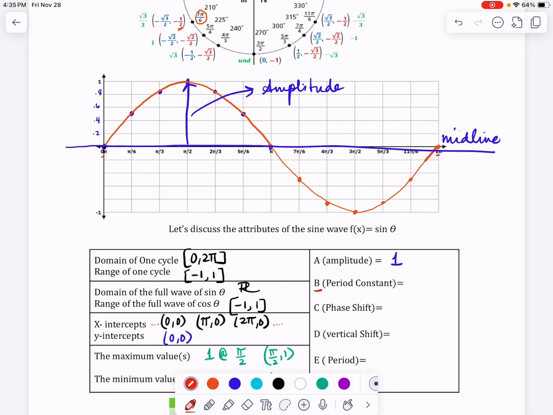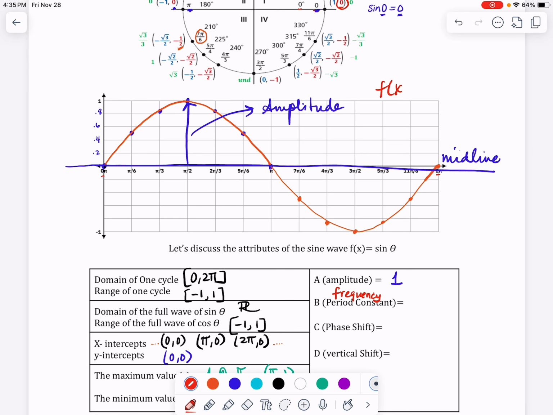B, which is the period constant, another name for that could also be frequency. I am graphing f of x equals sine theta. Frequency is given by a number that sits between the sine and its input. In this case, frequency is 1.